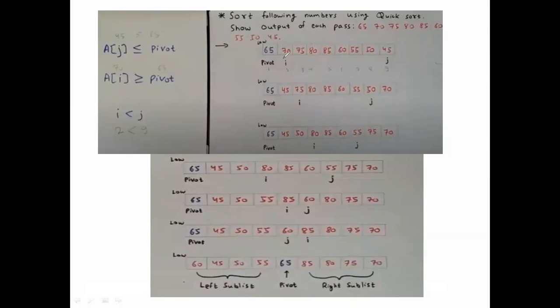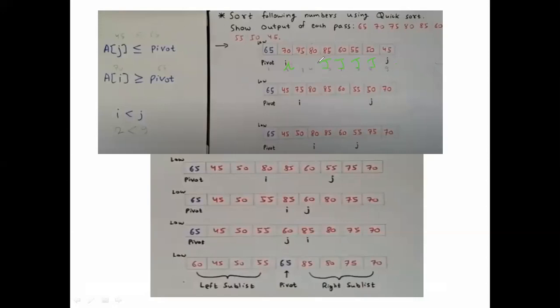So the i value is greater than the pivot, stop here. The j value is less than the pivot, so j is decremented by 1. The j value is less, the pivot value is greater, okay, j is decremented by 1. Here next it moves here, then j is decremented by 1 again.